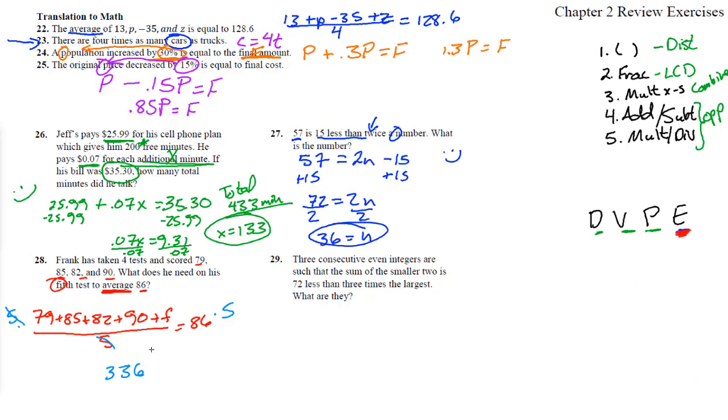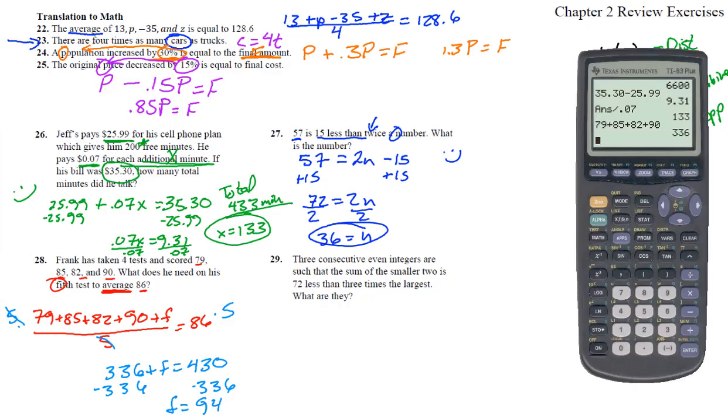Better put that guy in there. Plus f equals 430. Okay. So we got rid of the fractions. Do we have multiple f's? Nope. Add or subtract? Yeah, let's get rid of that 336, and the f will be by itself. And f equals what? 94.